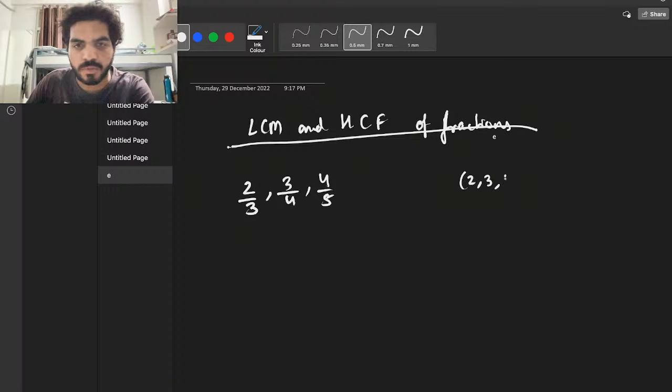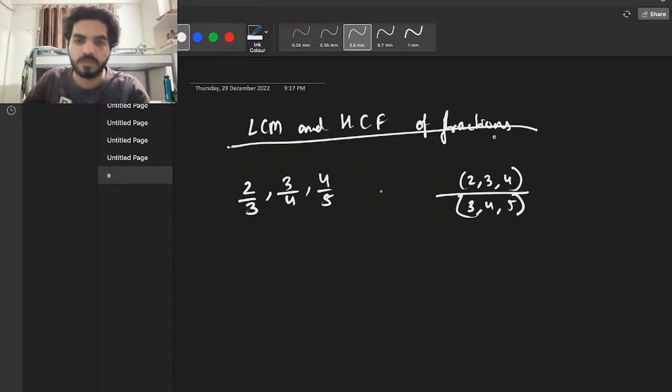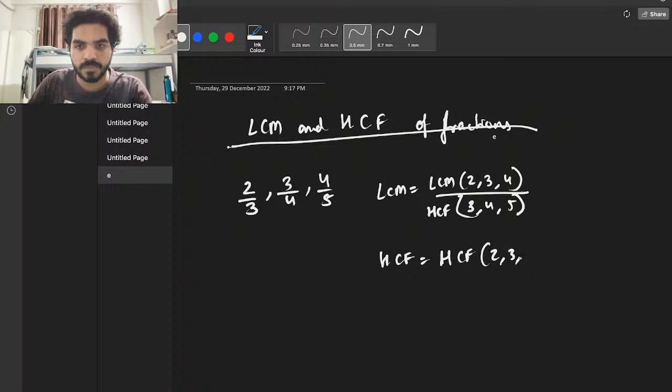2 comma 3 comma 4 and 3 comma 4 comma 5. We'll separate them out, and depending on what we want, if we want LCM, we will put LCM here and HCF here. And totally opposite in the case of HCF, that is HCF of the numerators and LCM in the case of denominators.